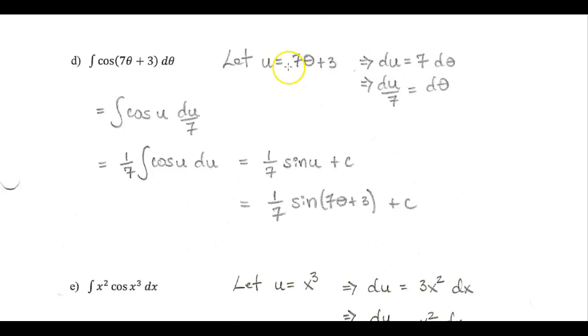Then I take these two and I come back and see if I can plug them in. So cosine of u is good, but I'm only left with d theta. So I need to solve for d theta over here. I get d theta is du over 7. So I plug in du over 7. Realize that over 7 just means it's multiplied by 1/7. Pull out a 1/7. I have the integral of cosine of u du. Now I'm done because that's an easy integral. The integral of cosine, what function if I take its derivative gives me cosine, is sine. So this is 1/7 sine of u plus c. Plug u back in, and I get 1/7 sine of 7 theta plus 3 plus c.